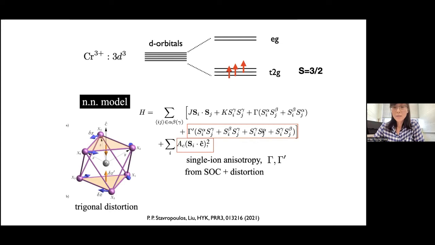And gamma prime is another interaction that is induced by the spin-orbit coupling as well as the distortion, meaning the trigonal distortion. In the ideal case, we know that Heisenberg, Kitaev, and gamma are allowed, but for a high spin such as spin 3/2 or spin 1, we've shown that gamma is very small.